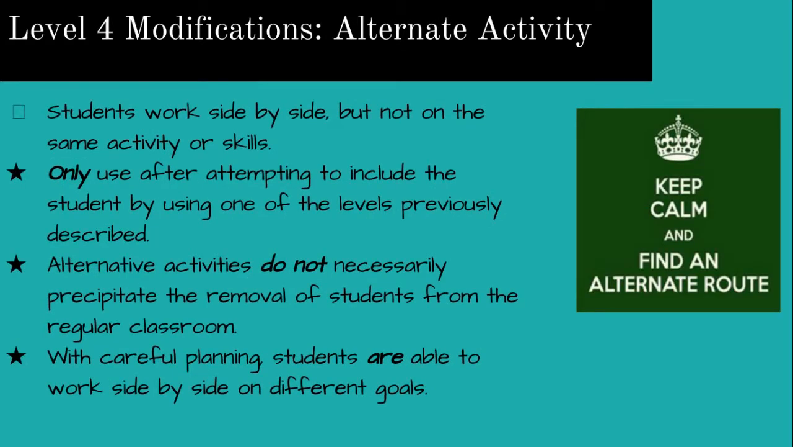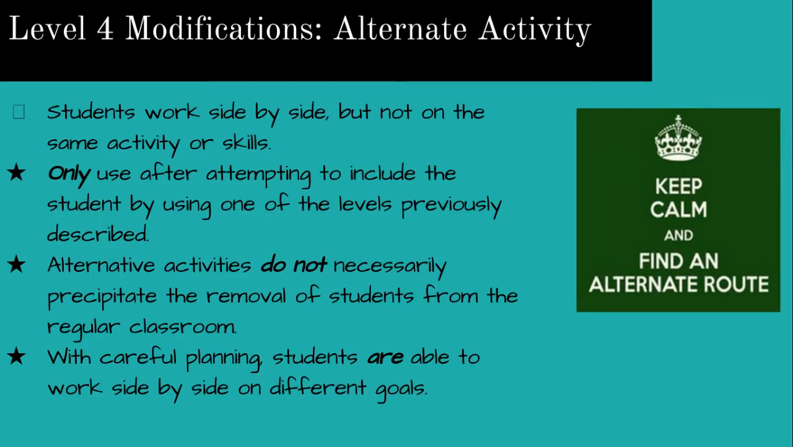Level 4 modifications. So this would be an alternate activity. Students work side by side with their peers, but not on the same activity or skills. So we only use this after attempting to include the student by using one of the levels previously discussed. Just because a student is completing an alternate activity doesn't mean that they need to be removed from the classroom. When we plan for this, students are able to work side by side, and that's important because we do want that social piece for our students and for them to feel like they are part of the classroom.